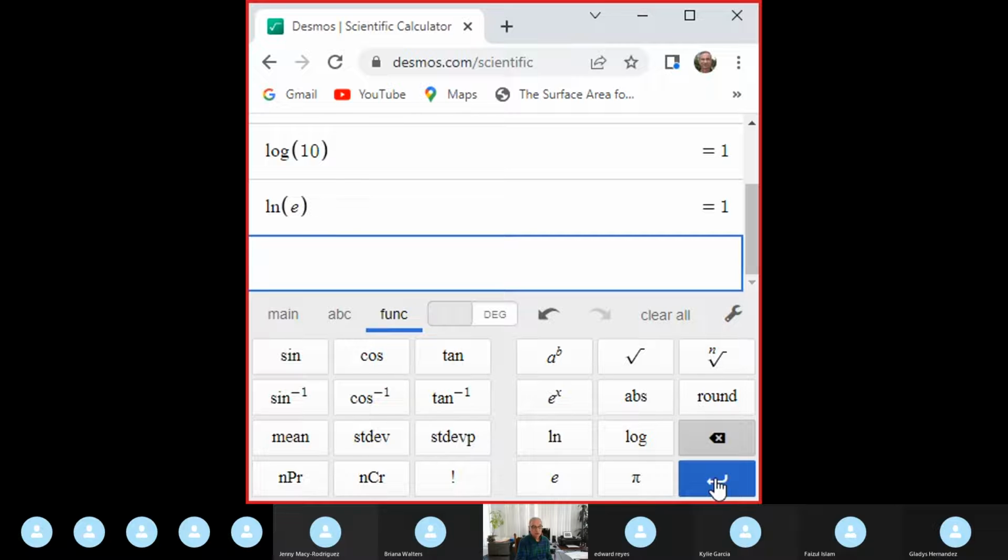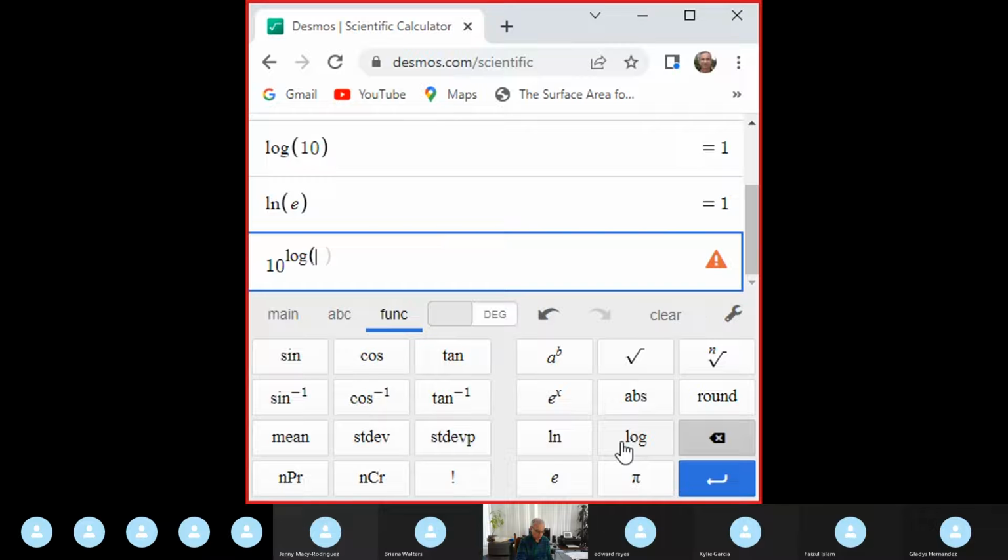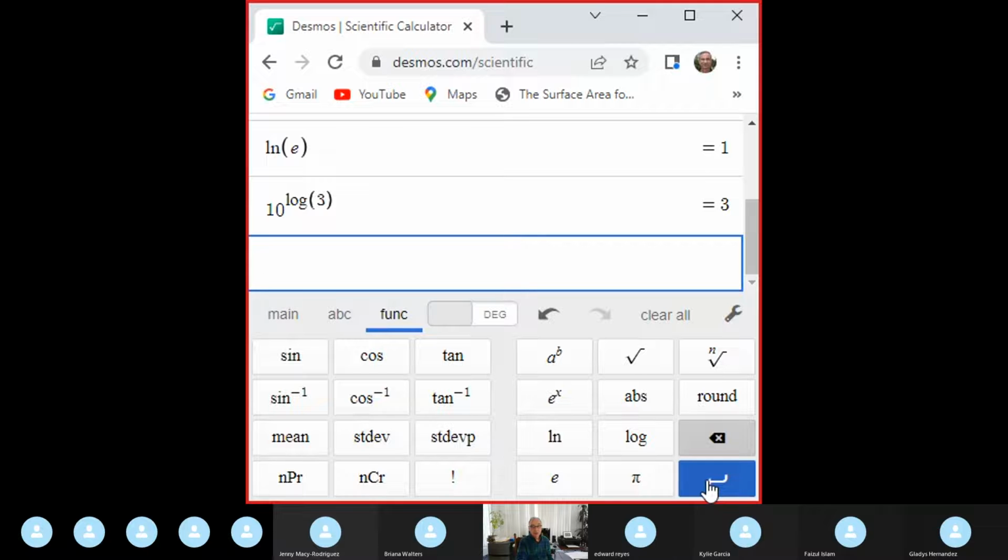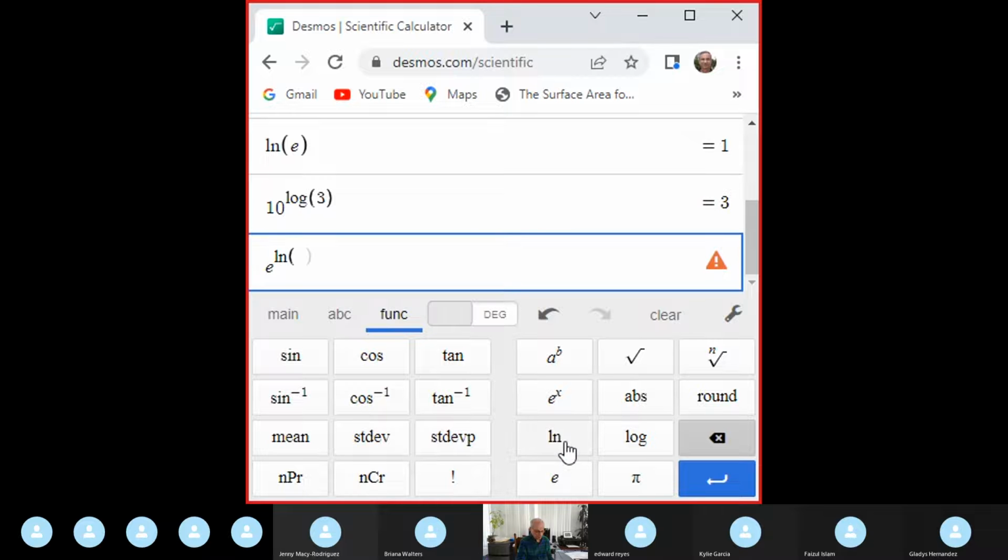Now, property number 3, you have exponential. For example, you have base 10, we are working with the calculator's standard bases, 10 and e. Then you put a power, and in the power you put the logarithm, log of 3, the same base. The answer is 3. Now using e, the exponential power of ln of 4, the example I did on the board was 4, and the answer is 4.